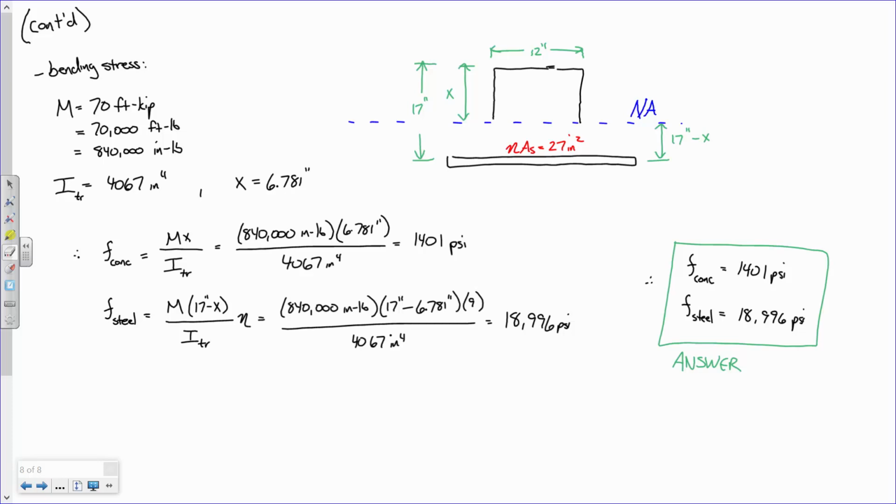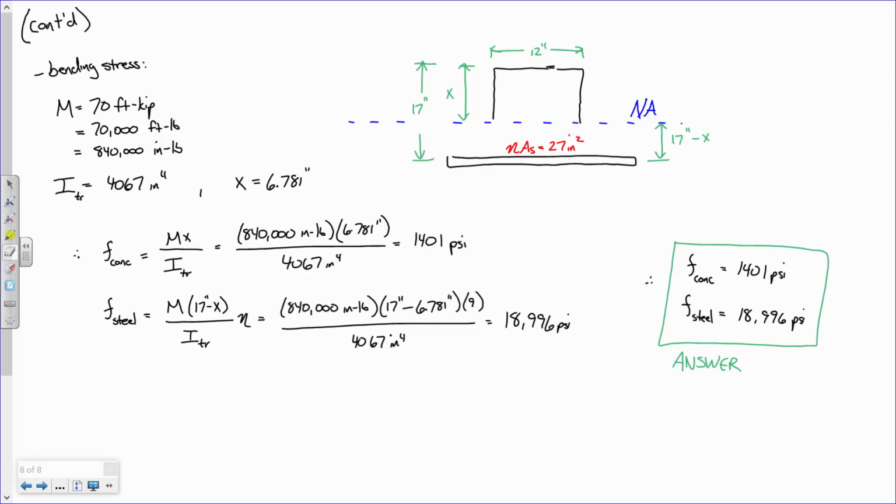What's the maximum stress in the steel? 18,996 psi. When does grade 60 steel yield? No. That's its Young's modulus. When does grade 60 steel yield? 60,000 psi. So let's think about this, okay?